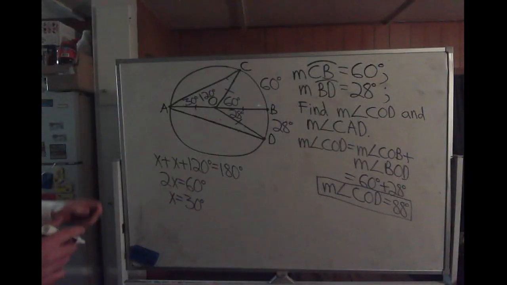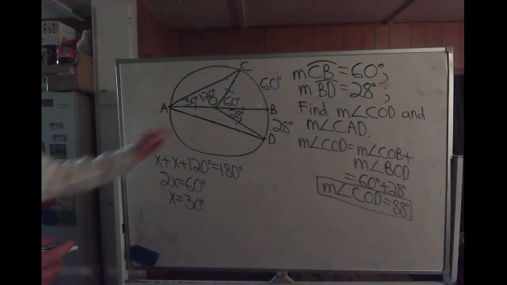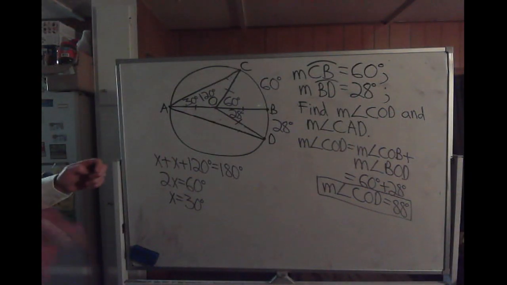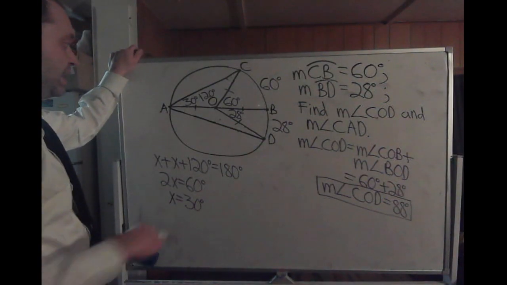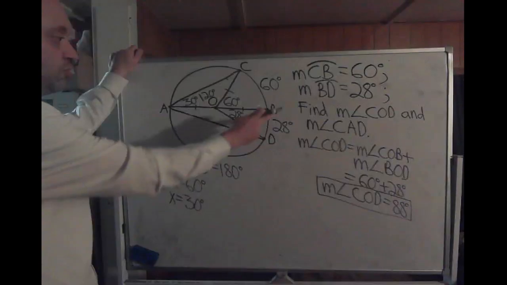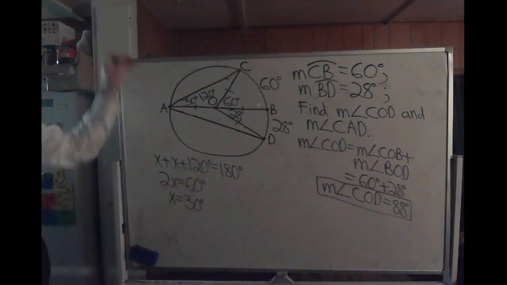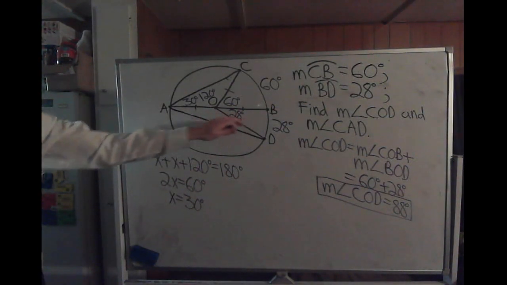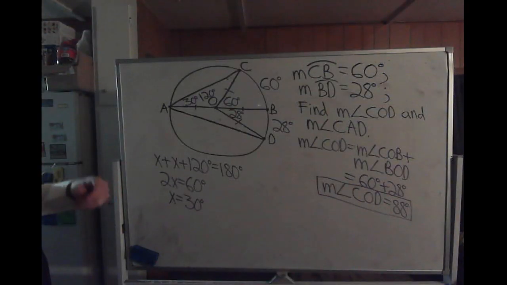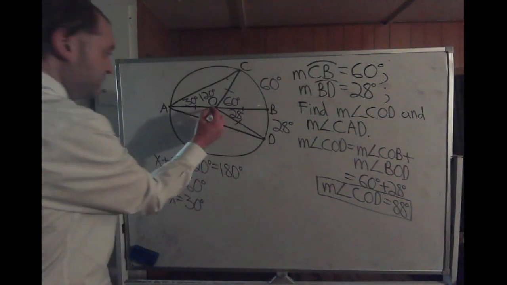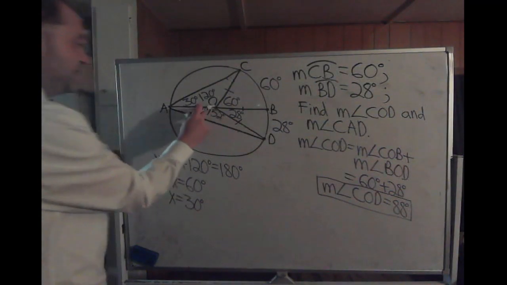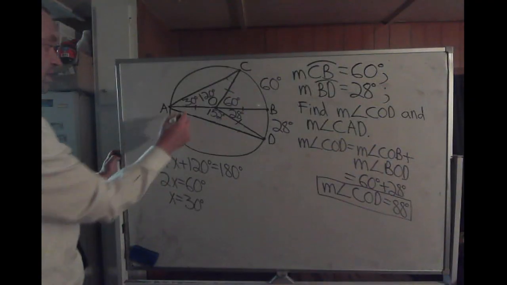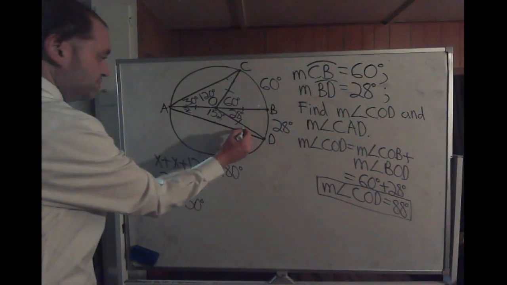Now, let's try to go for angle OAD. But first, we know that angle AOD and angle BOD are supplementary angles in this half of the circle, right? For this semicircle, if you take 180 minus 28, you should get 152. So this angle here is 152. Let's call these Z for the missing angles.